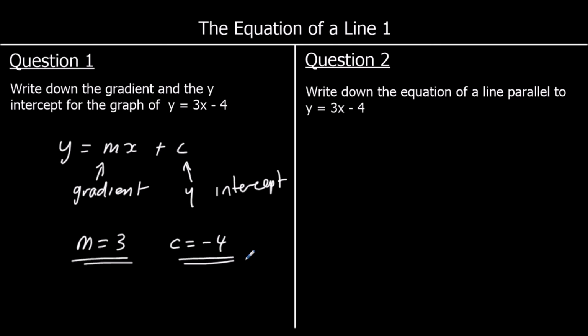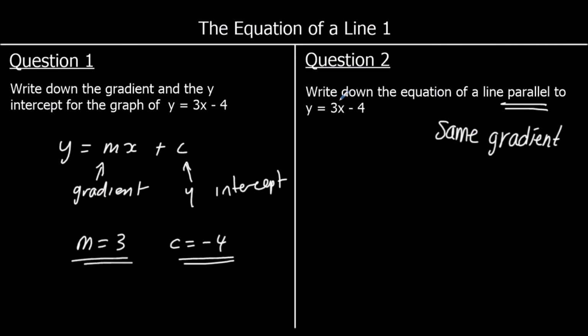Question 2, write down the equation of a line parallel to y equals 3x minus 4. So lines that are parallel have the same gradient. They go in exactly the same direction. That means they've got the same gradient. So any line at all with the same gradient as y equals 3x minus 4.